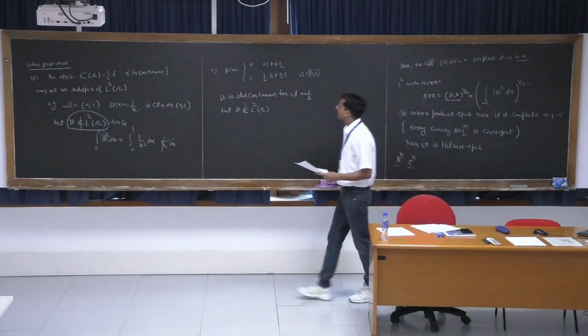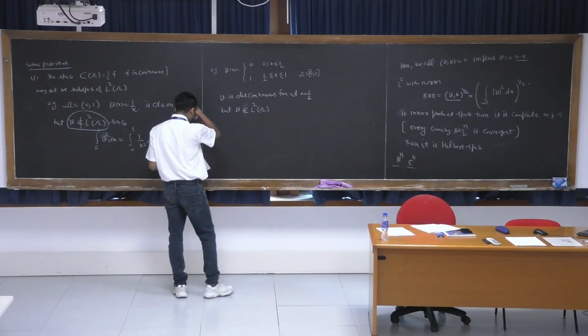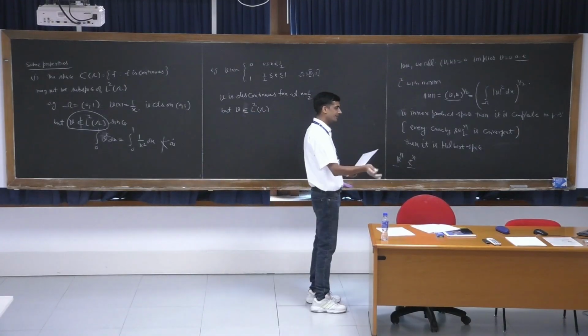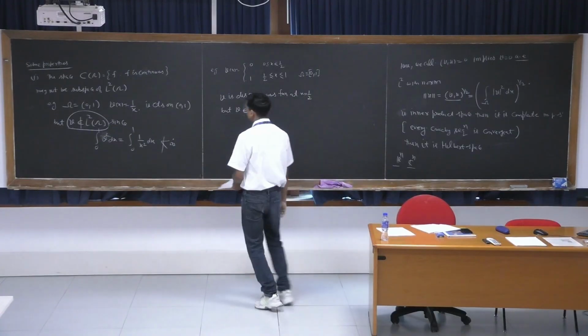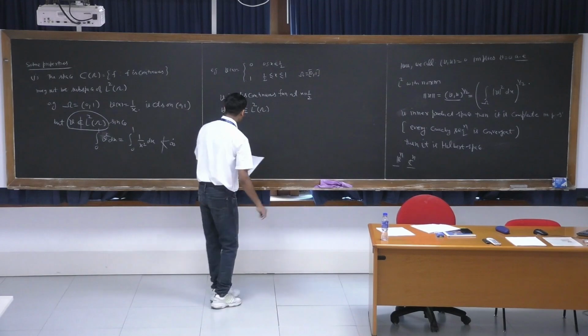So this is the reverse case. It doesn't mean that if a function is in L2, it is a continuous function, in C omega. So this is not necessary.